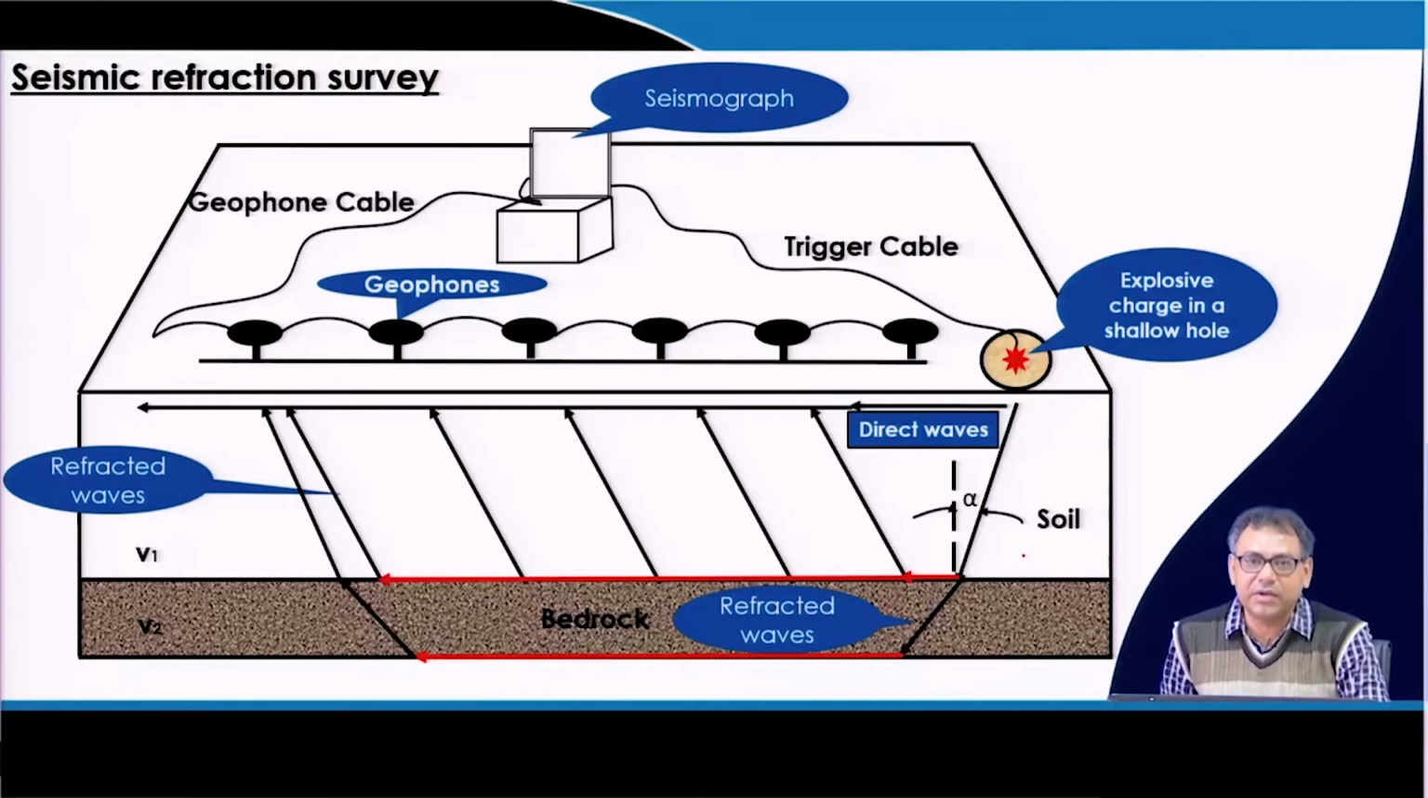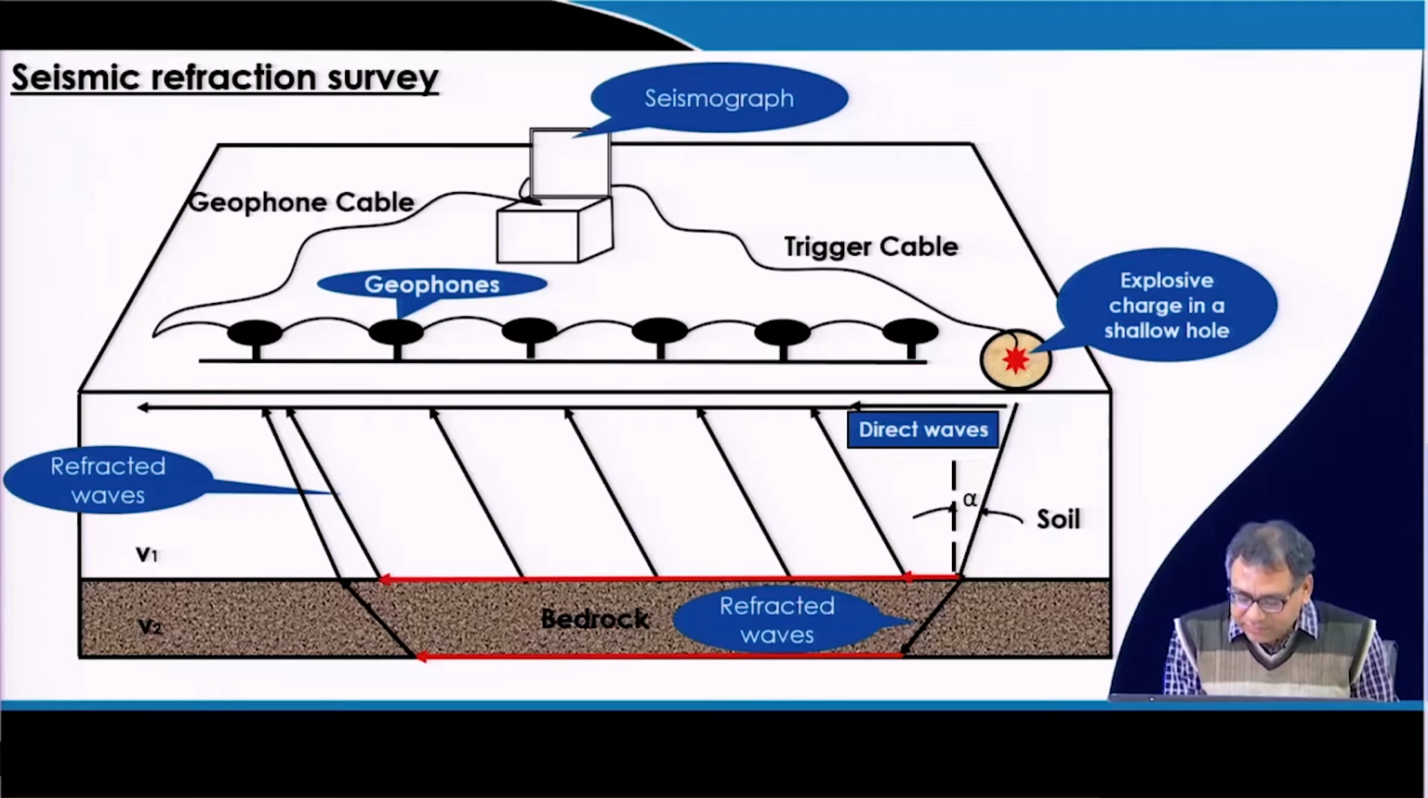And another issue is that in the reflection survey we are measuring the thickness of the top layer. But in the seismic refraction survey we can measure the thickness of n number of layers also. Here your methodology is the same, because this is the source and these are the positions of the geophones. So again from the source there will be direct rays, and there will be refracted rays also. If there are n number of layers, then there will be n number of refracted rays.